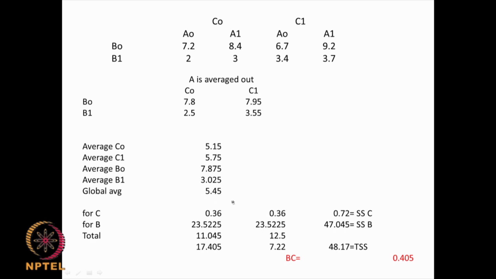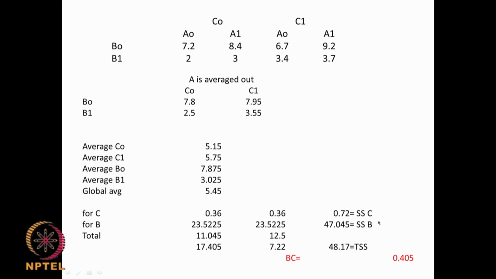So, we will get 5.45. This is the same as the original value. Now, how do you do the sum of squares for C? Simple. So, we have 5.15 minus 5.45 square multiply by 4, do not forget we have to multiply by 4, then 5.75 minus 5.45 square multiply by 4, then we have 7.87 minus 5.45 square multiply by 4, 3.02 minus 5.45 square multiply by 4, okay.